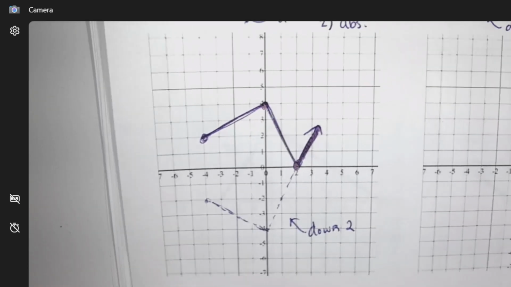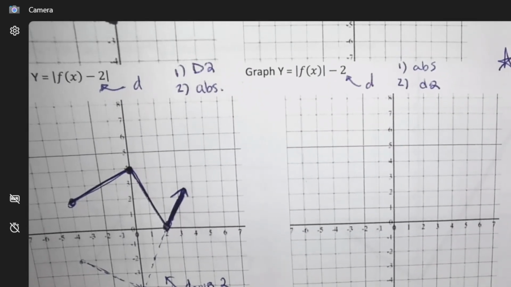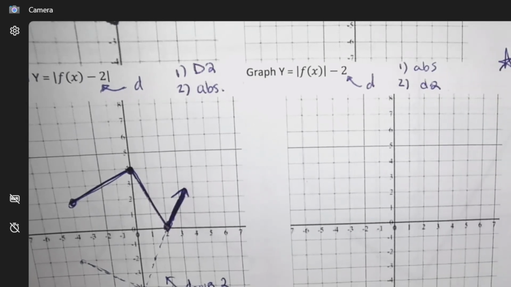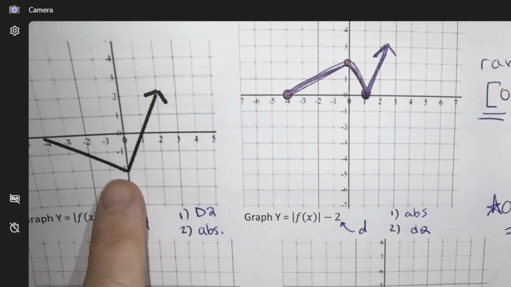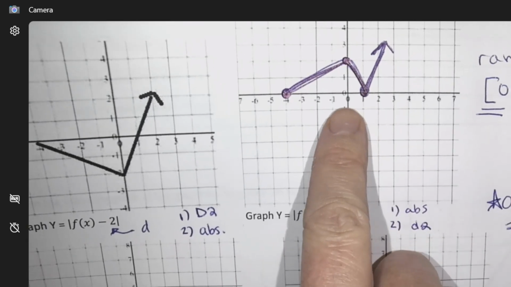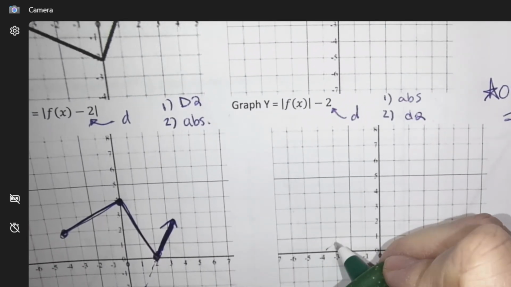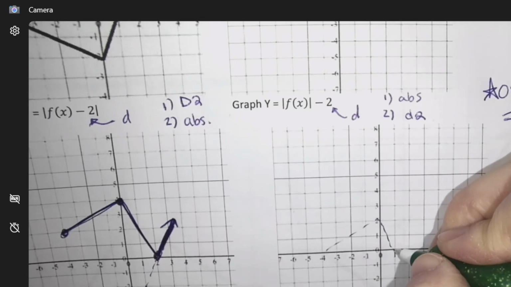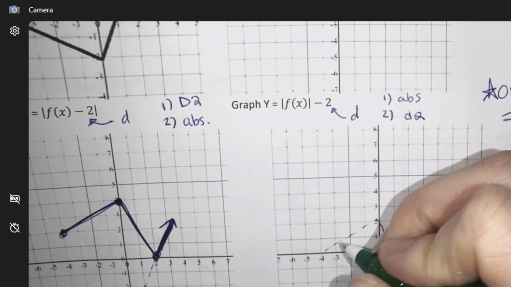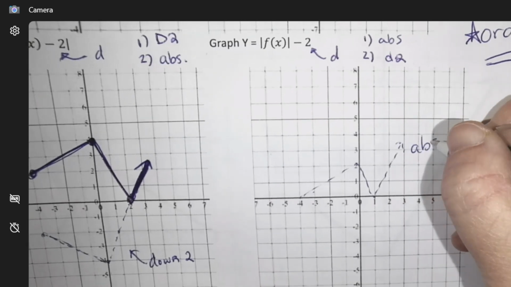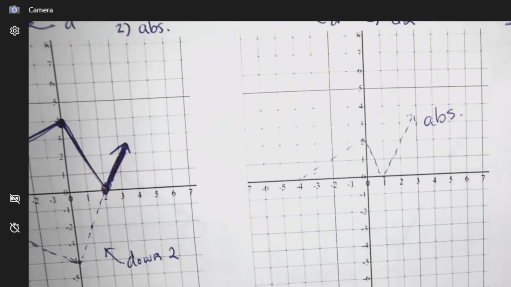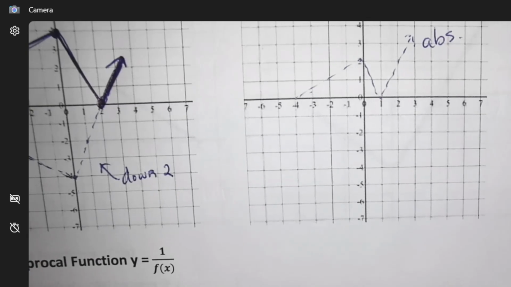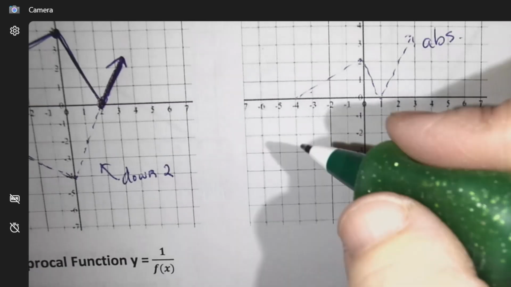Okay, good. Moving on. This one says to absolute, then go down 2. So, you know what we already did? We've already absoluted it. So that was this drawing. So I'm going to just kind of lightly copy this drawing. We already did that work on the first graph. So I absoluted it. Then after I absolute it, now I'm going to shift it down.